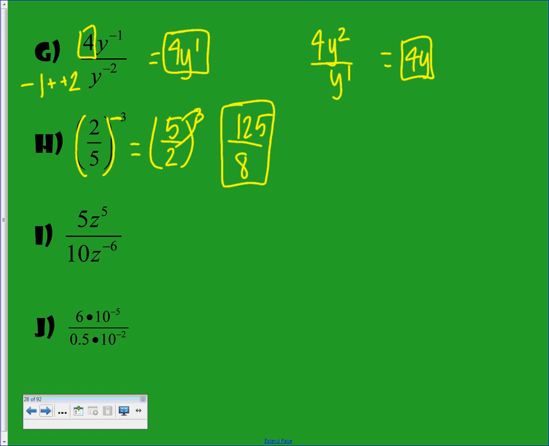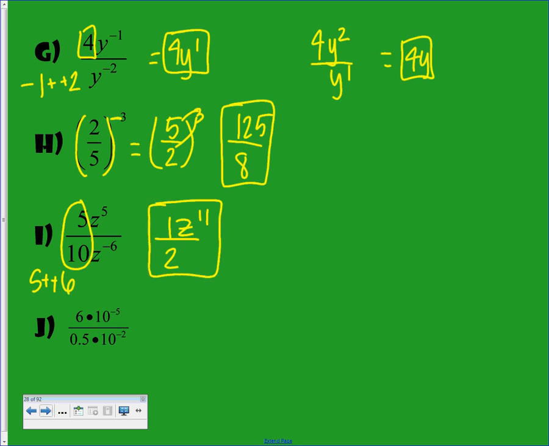Okay, letter I, numbers are numbers, so do those separate. 5 over 10 reduces down to 1/2. I've got variables, okay, and I'm just going to remember that variables mean I need to subtract. So 5 minus negative 6 really becomes 11, so z to the 11th. Okay, and then you're done.